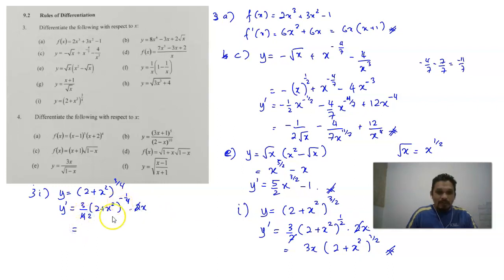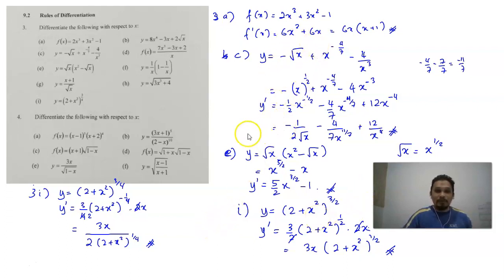Then the power of negative 1 over 4, so we get 3x over 2, that is 3x divided by 2, and then (2 + x^2) to the power of negative 1 over 4. Okay, I'm sorry for the mistake. So that's the solution for question number 3.